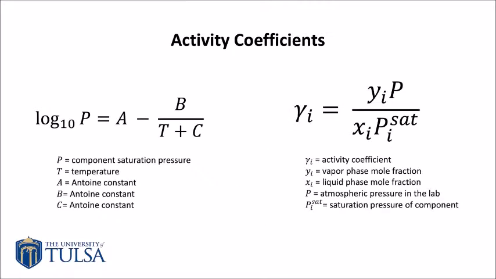The activity coefficient is used to indicate deviations from liquid phase ideality. Saturation pressures will be calculated using Antoine's equation at the recorded temperature of equilibrium. Activity coefficients will then be calculated using the modified Raoult's law, shown on the right.